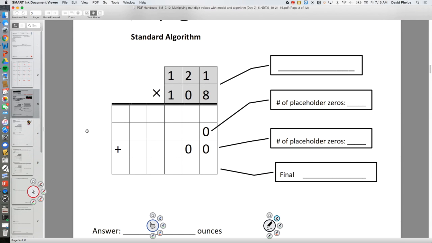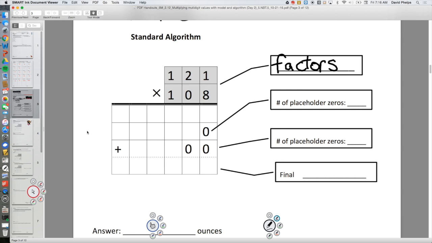So this is the layout for our standard algorithm. Notice I've already put in the values, 121 and 108. These two numbers are called factors. Write that into the box. Two numbers we multiply together give us factors.